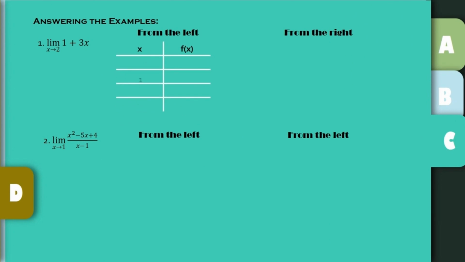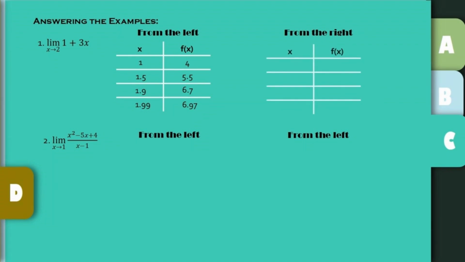Firstly, from the left, we have 1, 1.5, 1.9, and 1.99 as the value is getting close to 2. After that, once you're done finding the x's, substitute your x's into f of x in each row. From 1, we have 4, then 1.5 we have 5.5, then 1.9 we have 6.7, and 1.99 we have 6.97.